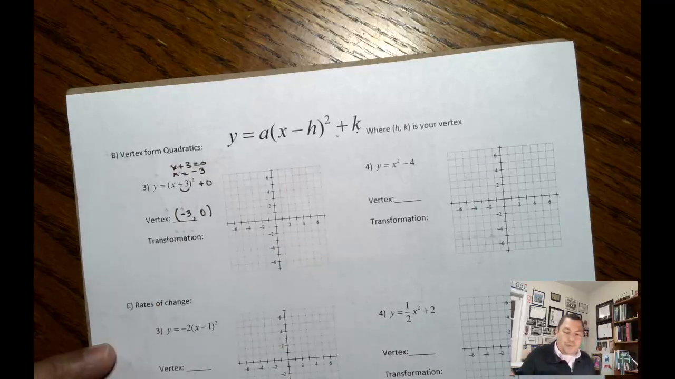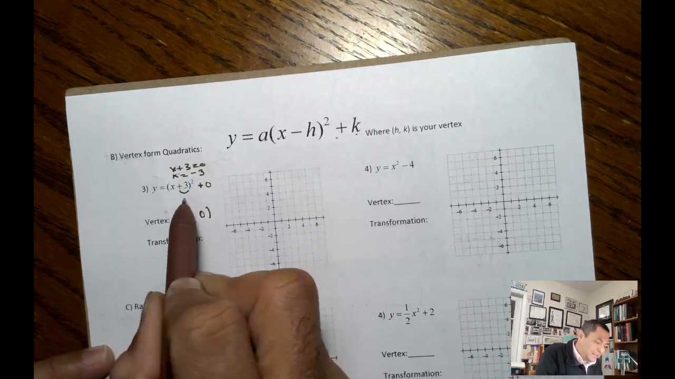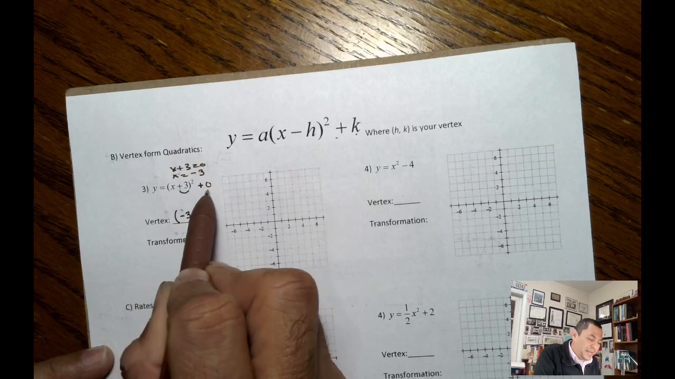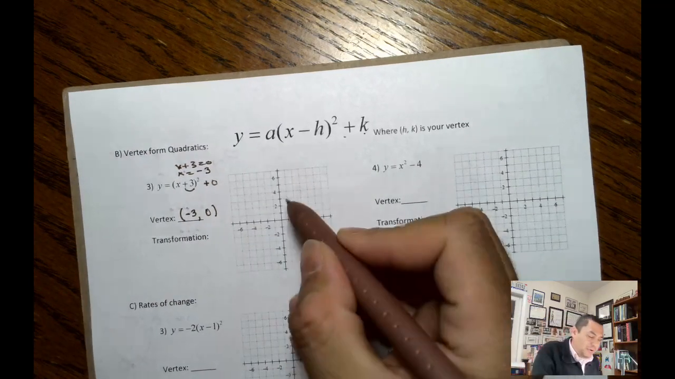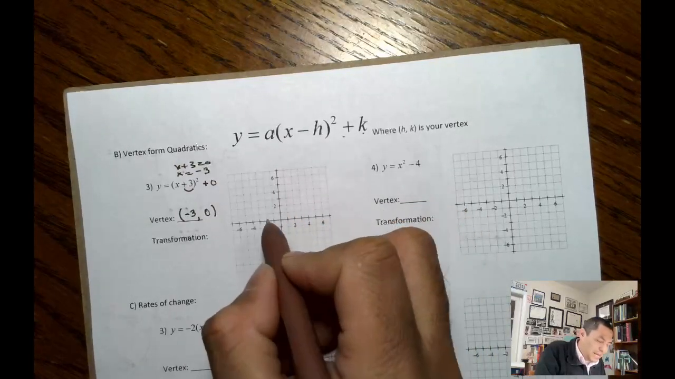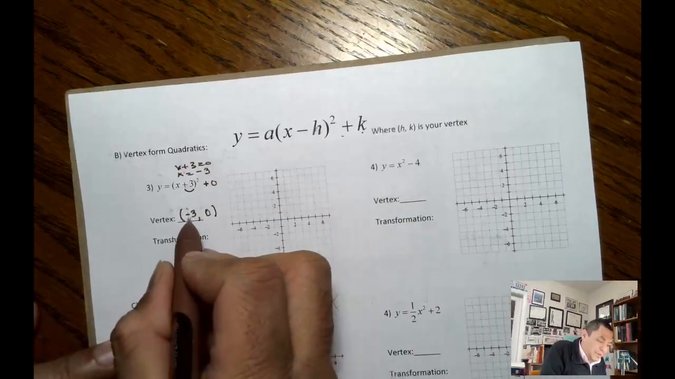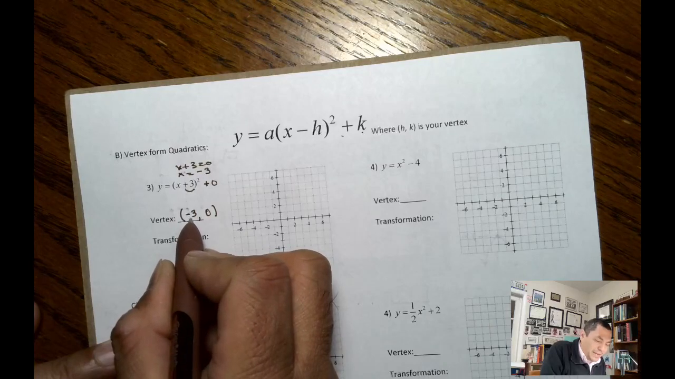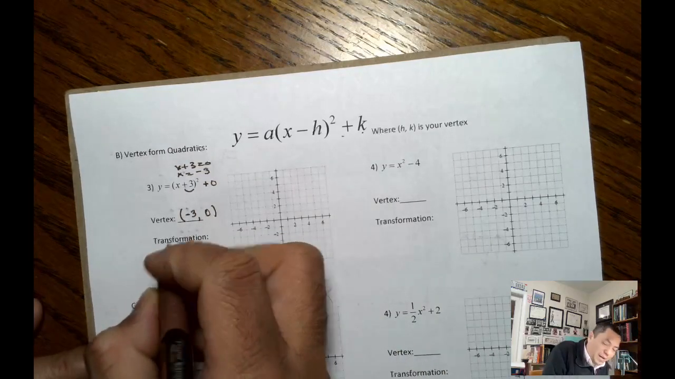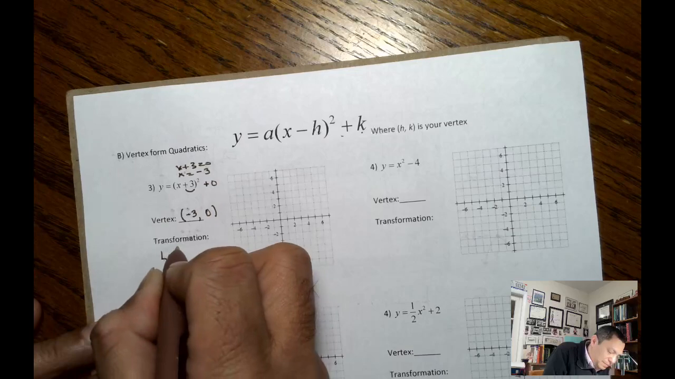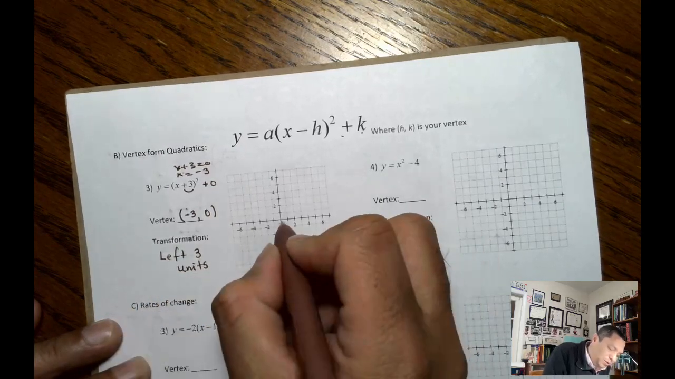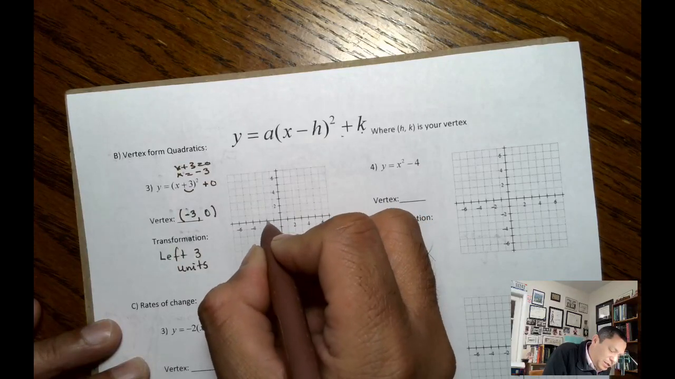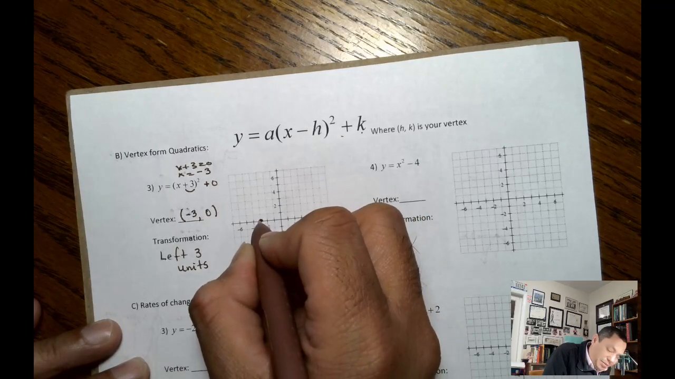What is the transformation in this case? You have x plus 3. This k is 0. That means the graph doesn't go up, doesn't go down, it remains on the x-axis. But the value of h is negative 3. That means it's moving left 3 units. So it goes from 0, to negative 1, negative 2, negative 3. This is my vertex. This is my vertex.